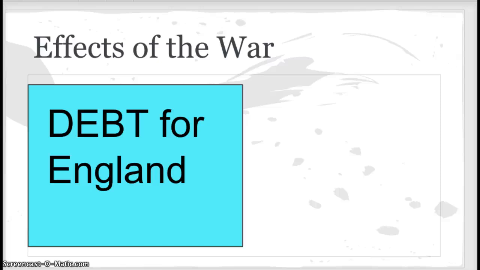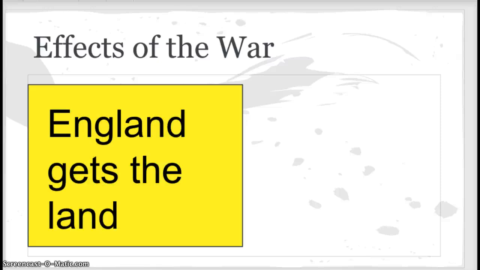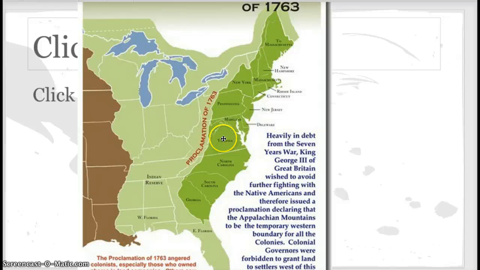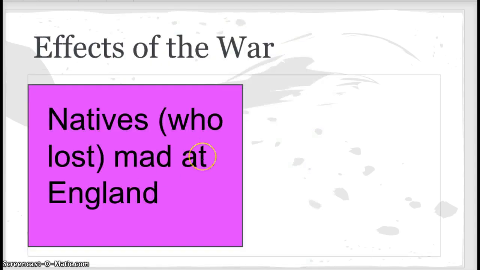The effects of the war were that England is now in a huge debt. They won, but they had to spend a lot of money to get there. So debt means you have to pay it back. So in that first square on your chart, this is what you need to write in there. The second effect, which could be the square underneath the debt, is England gets the land. So England is going to get that Ohio River Valley land that was right here. So now we have some new land for our colonists. Also, a really important effect is the natives who lost are very mad at England. They were mad before, now they're really mad.